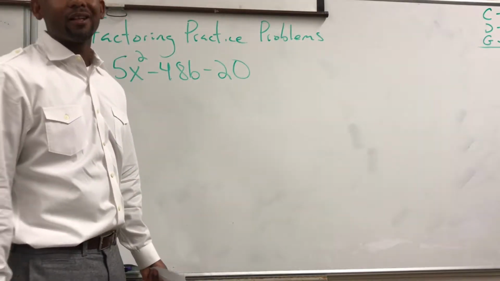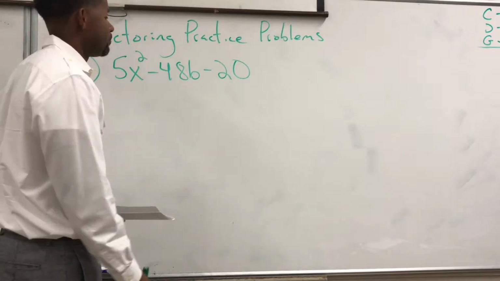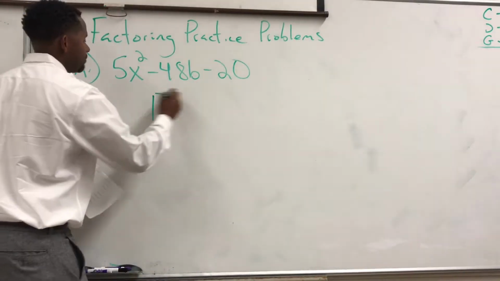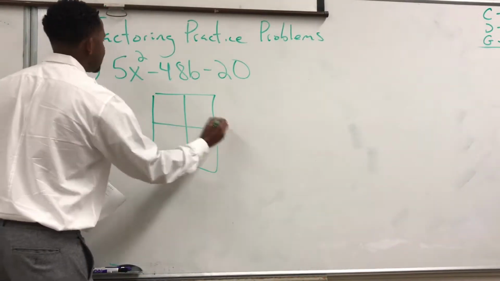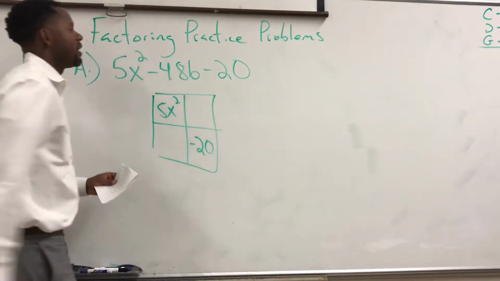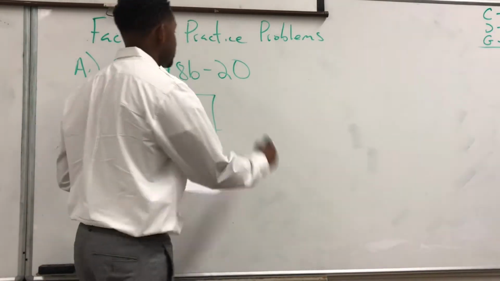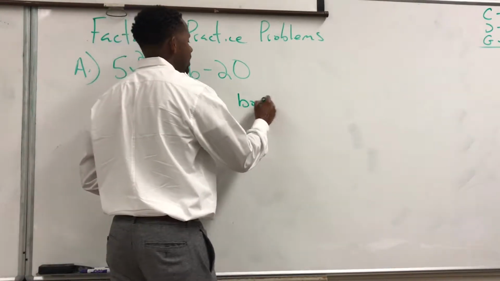First thing I want you to do right now, draw your area model box and fill in the 2 places that you know. Cool, you just did that. You drew this area model box and you said, oh, I know that this is a 5x squared and I know this is a negative 20. Excellent. Second thing that I want you to do is tell me the answer to these 2 questions.